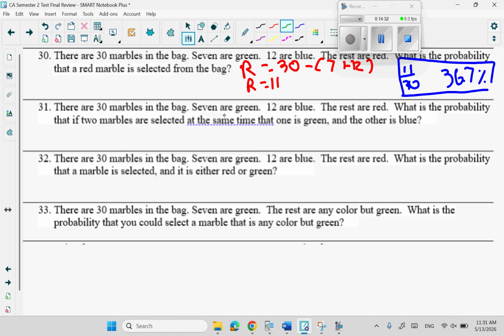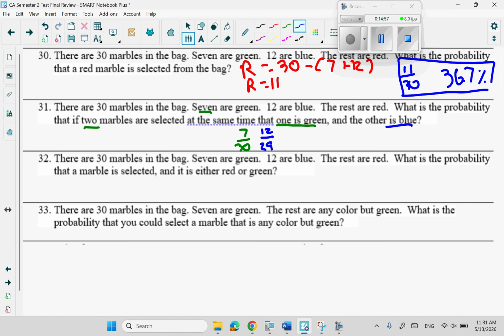There are 30 marbles in the bag, 7 green, so same bag, the rest are red. Probability that if I select 2 marbles, that 1 is green. Well, there are 7 green out of 30. And that the other is blue. Well, there are 12 blue marbles. However, if I'm grabbing 2 marbles at once, the green marble is already out of the bag. So how many marbles are still in the bag?